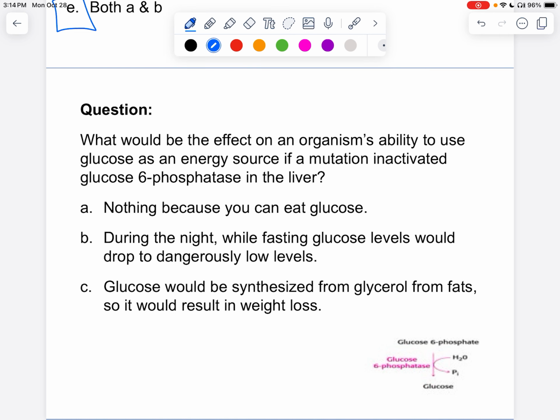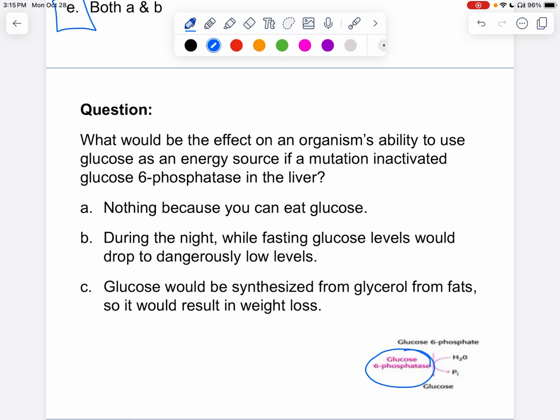All right, what would be the effect on the organism's ability to use glucose as an energy source if a mutation inactivated glucose 6-phosphatase in the liver? So if you remember that very, very last step of gluconeogenesis, we have glucose 6-phosphatase removing that phosphate group to get us glucose. All right, so we need glucose as an energy source. And the first thing is, well, no effect because you can eat glucose.